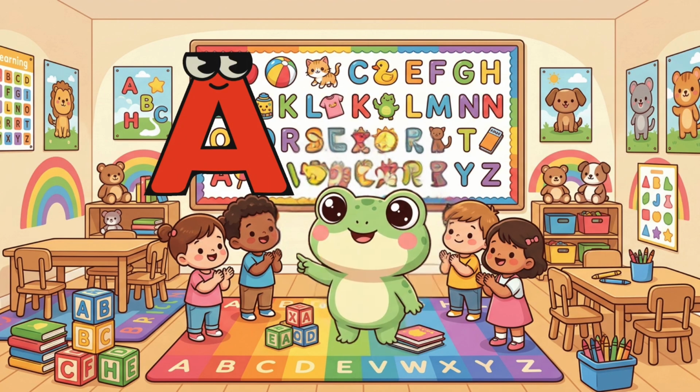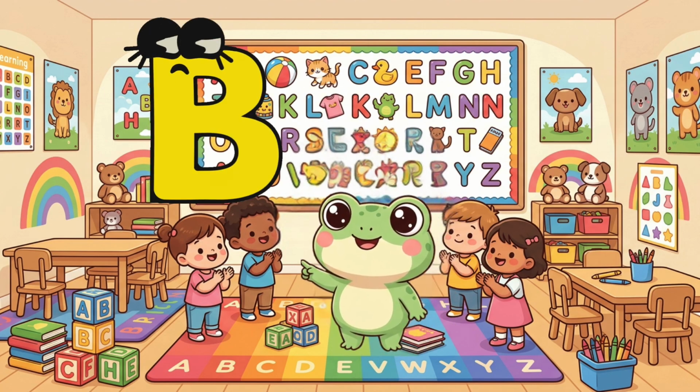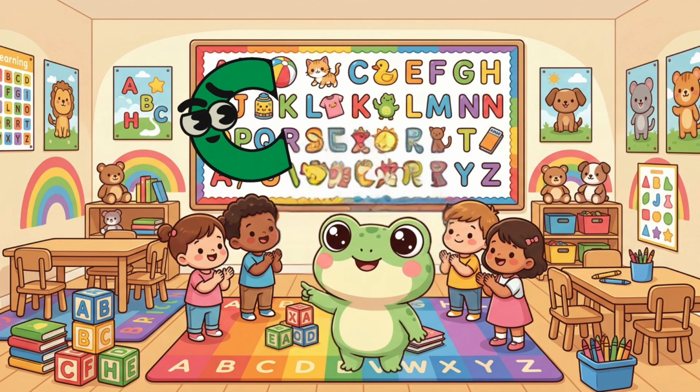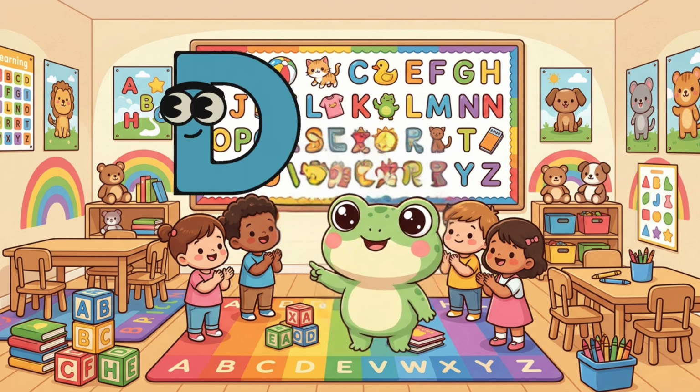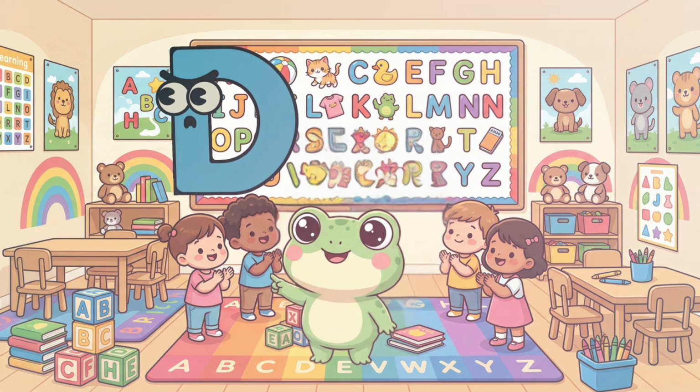A is for apple, shiny and red. B is for bear with a fuzzy head. C is for cat, saying meow, meow, meow. D is for dog, saying bow, wow, wow.